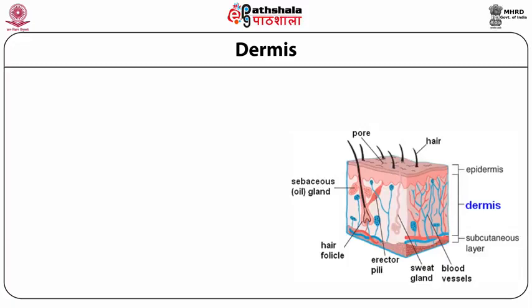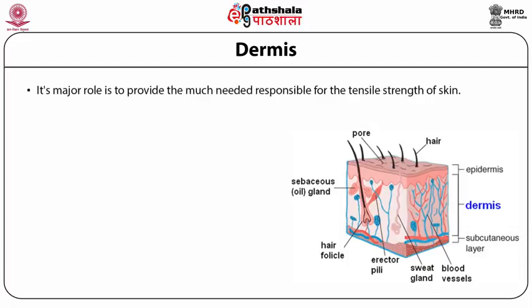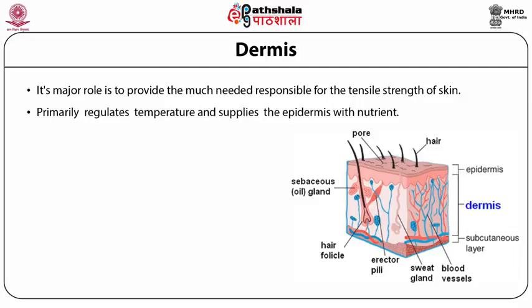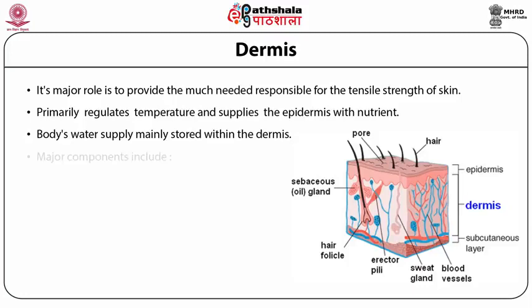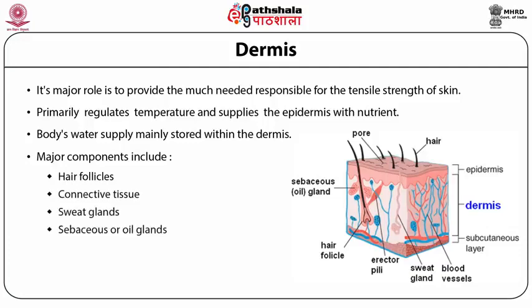Following the epidermis is the dermis layer, which has a major role in providing the much needed tensile strength to the skin. It primarily regulates the temperature and supplies the epidermis with nutrients. The body's water supply is mainly stored within the dermis. It has major components like the hair follicle, connective tissue, sweat glands, sebaceous or oil glands, apocrine glands, lymph vessels, and the blood vessels.